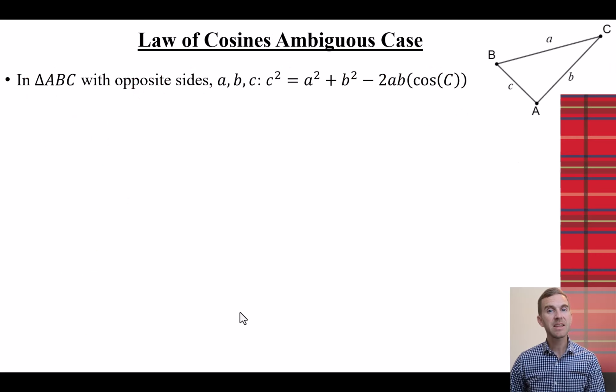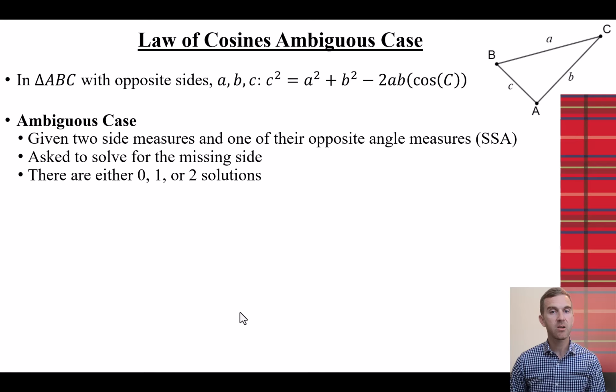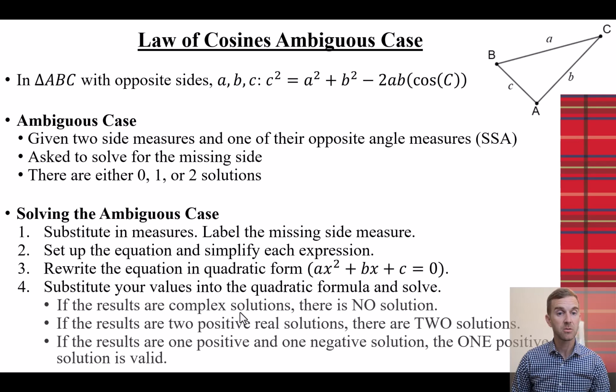Now, like I said, there is the ambiguous case, that side-side-angle, where we're given two side measures and one of their opposite angle measures. And when we have this situation and we're trying to find a missing side, whenever we have the SSA for a missing angle, we use the law of sines. When we have the SSA situation and we want a missing side, we use the law of cosines. And again, it gives us three potential solutions that we have to pay attention to.